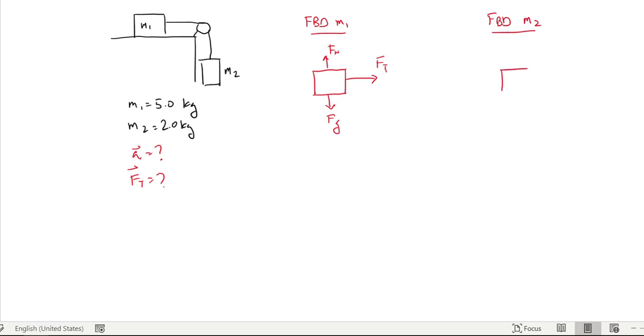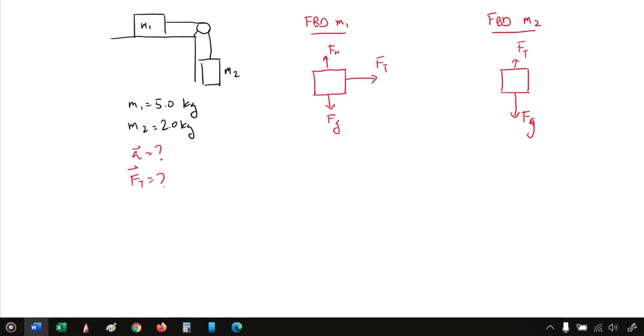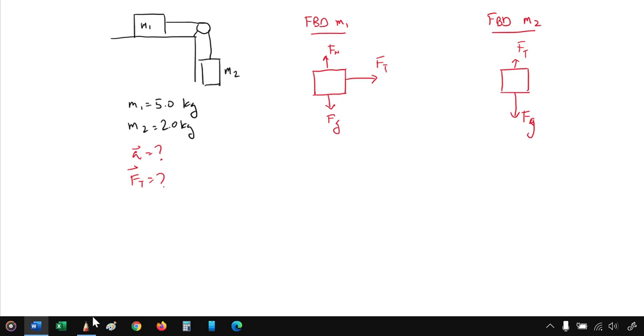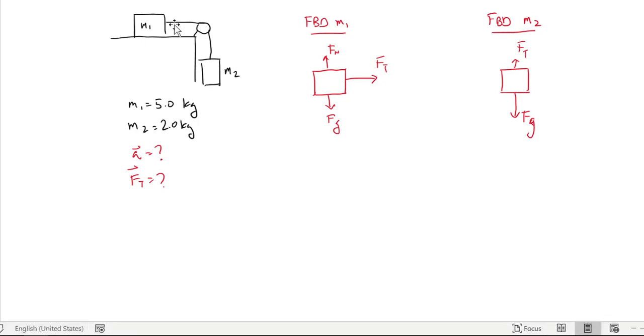For the second mass, there's always gravity. And there's also a tension force pulling up. Gravity should probably be bigger here because it's going to fall down. So that's the first step, our free body diagrams. What's the next step? Oh, establish direction of motion as positive. So how would this first block, M1, move? Well, M1 would go to the right. So the right becomes positive and the left is negative.